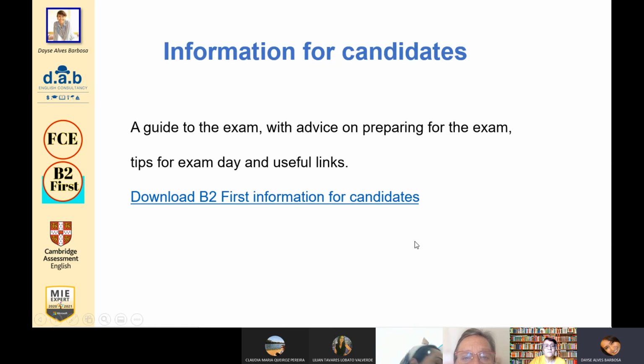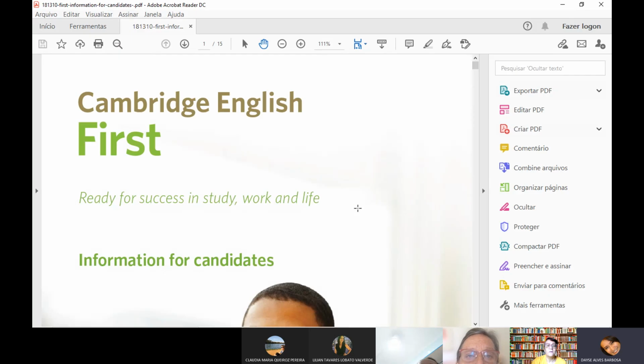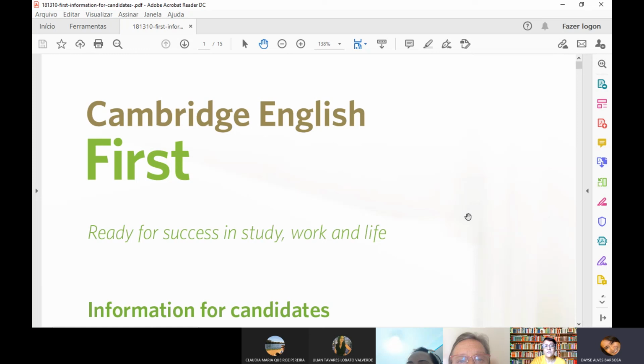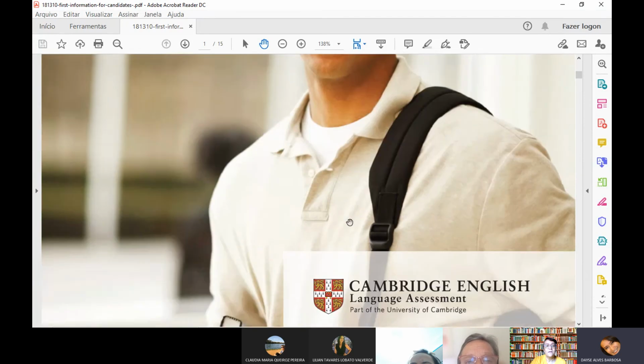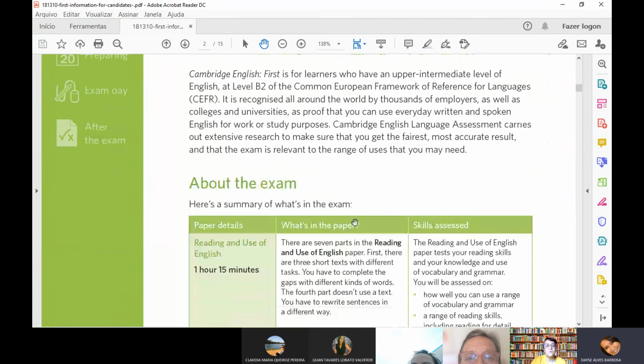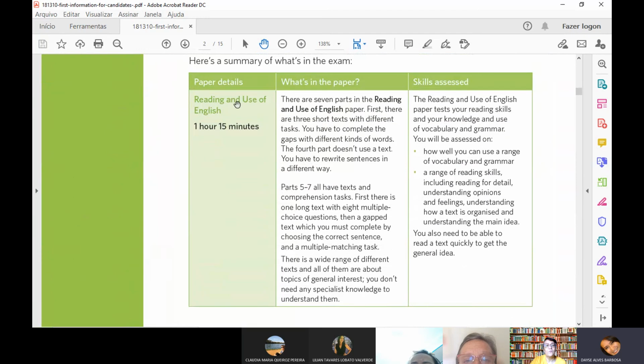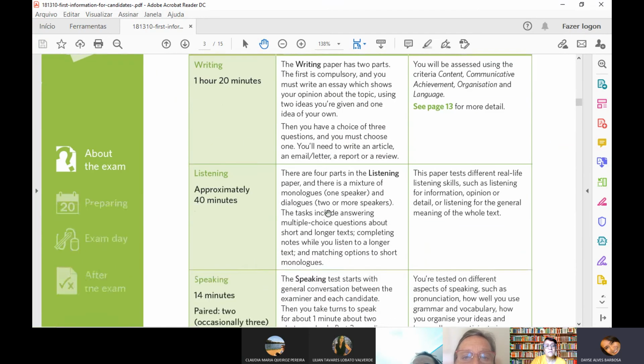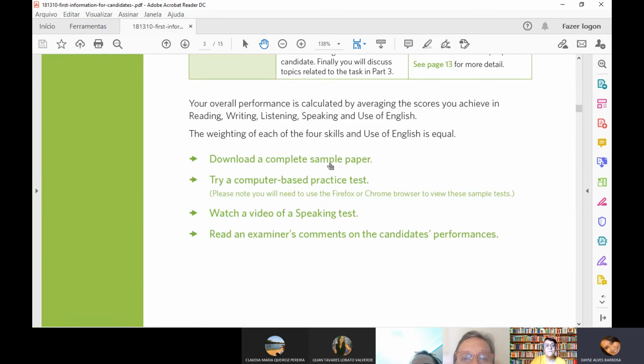And here you have the guideline for candidates. When a person registers for this exam, they receive this information for candidates. Everything here that the candidates should know. They have information about the papers. They have a sample paper, computer-based. You see, all of this.